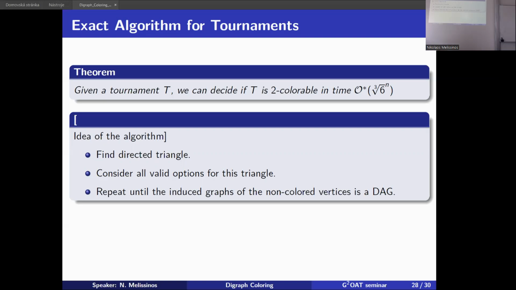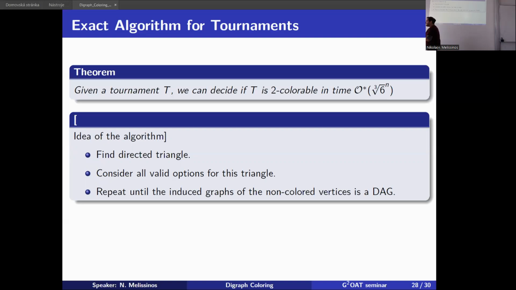So what our idea does is consider this triangle and take all the legal possibilities for this triangle. So if you have a triangle and you want to color it, then you know that you cannot use the same color on all three vertices, obviously.